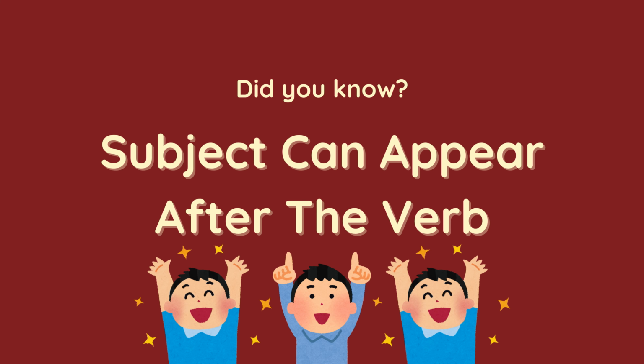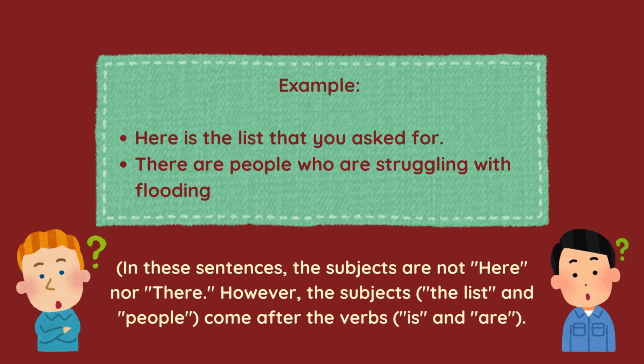Now, did you know? Subjects can appear after the verb. For instance, here is the list that you asked for. There are people who are struggling with flooding. In these sentences, the subjects are not "here" nor "there." However, the subjects, the list and people, come after the verbs is and are.